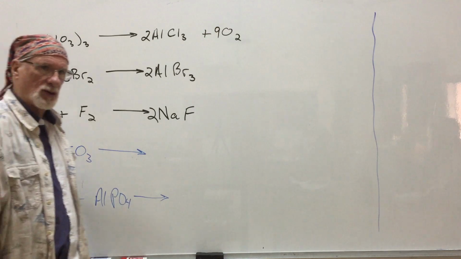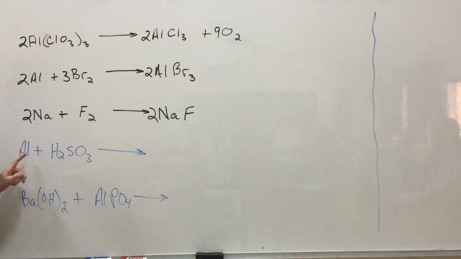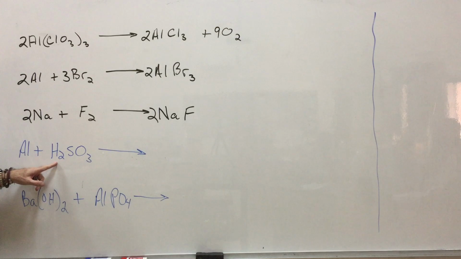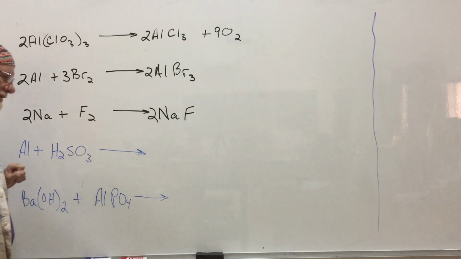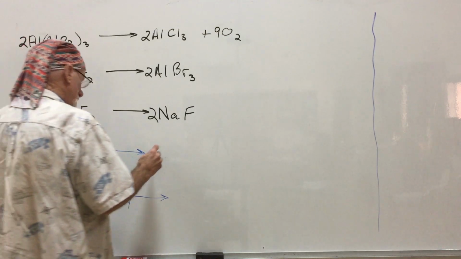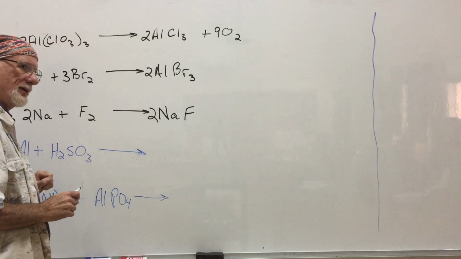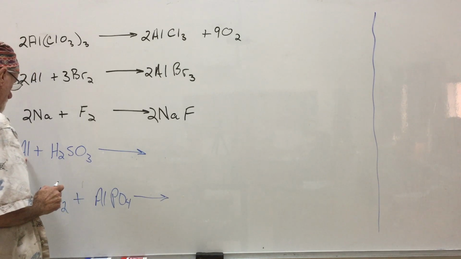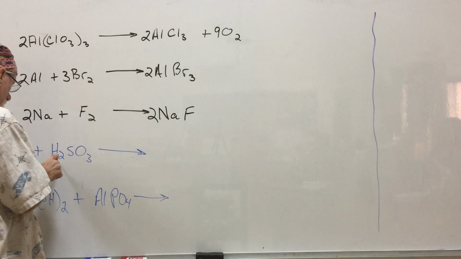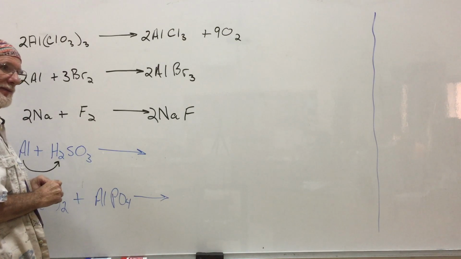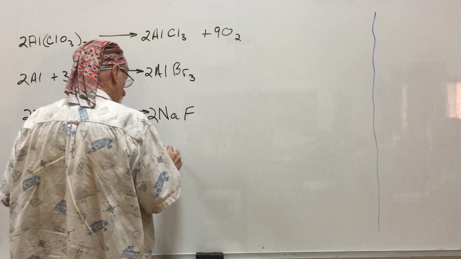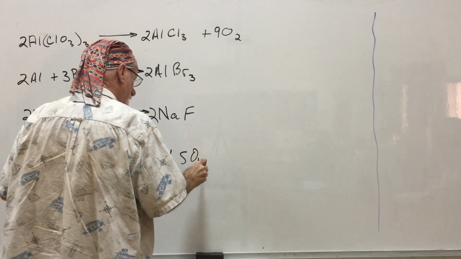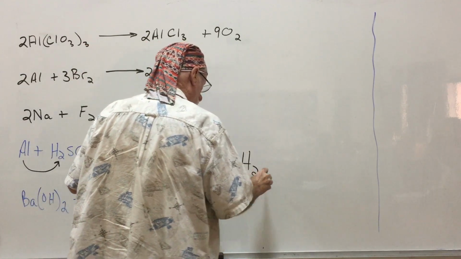What about this one? This is single replacement, an element plus an acid, an active metal and an acid. What are you going to get? Aluminum is going to come in here and kick the hydrogen out, right? So you'll get Al and SO3, plus H2. You okay with that?